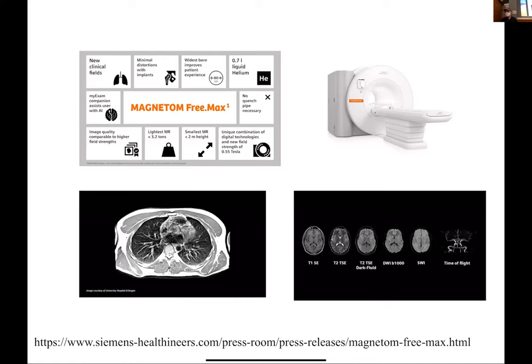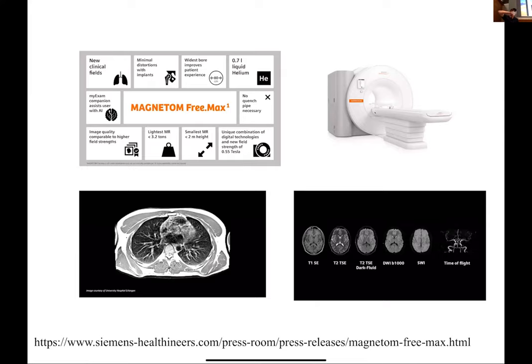So that's one thing that can be done: still using superconducting coils, but trying to find ways of getting rid of the liquid helium to save some money. And also, if you don't have to have liquid helium, it just makes everything much easier. If you have to have liquid helium, you not only have to have space for the magnet, you also have to have a quench pipe, which can dissipate the liquid helium in case there's an accident.